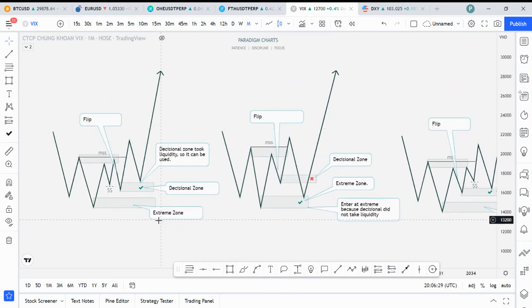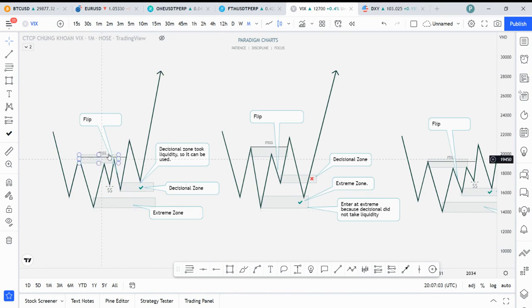This is how you know if you should use the extreme zone or the decisional zone. If the decisional zone takes liquidity in the form of swing low, equal highs, trend line, if it takes liquidity before it breaks structure, that decisional zone is more likely going to hold. So that's what you want to use. Even if you use it and it takes you out, that's just a -1 hour or -0.5 hour if you are managing your risk, and you just come next to the extreme zone.